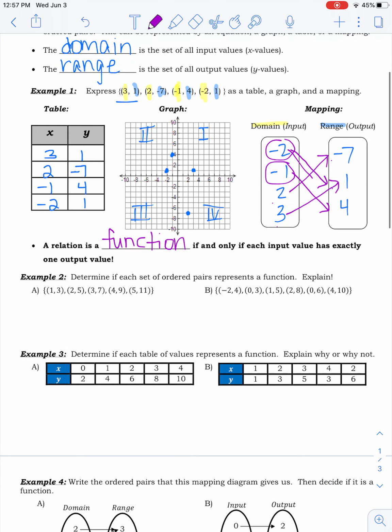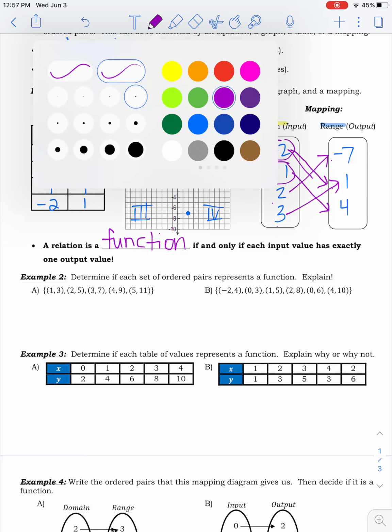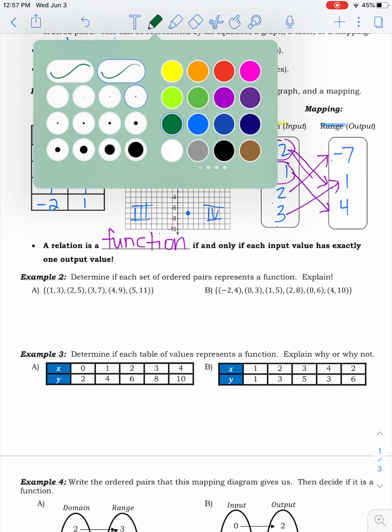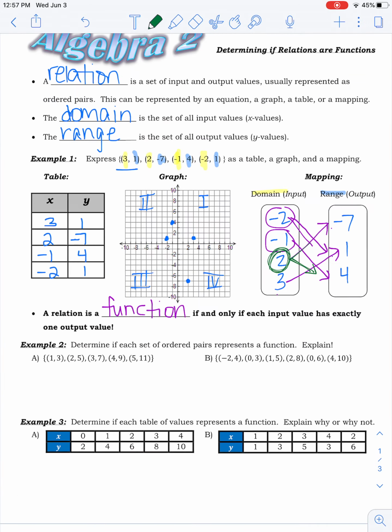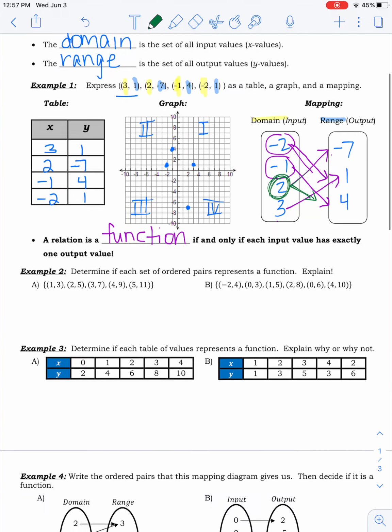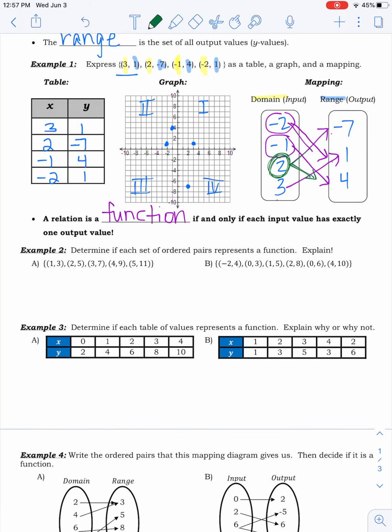Okay. Now what would not be an example is if we look at the problem we just did, and if one of our input values, like say this number 2, had arrows pointing to 2 different outputs. That is when the relation would not be a function. So in example 2, determine if each set of ordered pairs represents a function and explain.